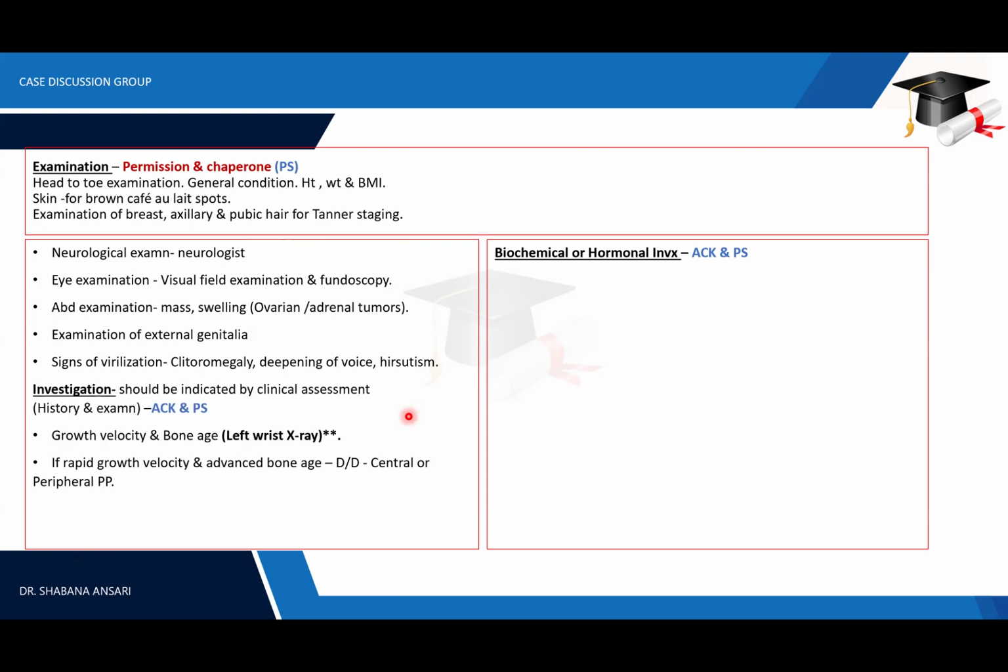Then comes your investigations. So mainly investigations are indicated by clinical assessment. And we have to assess the growth velocity and bone age first. So we do the left wrist X-ray. Anyone knows why we do the left wrist X-ray and not the right one? Why left only?